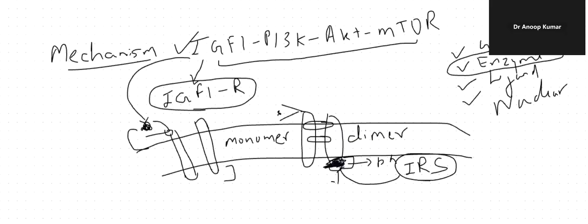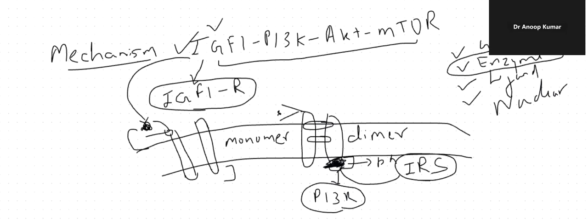Next molecule is, now you can see, when you remember this pathway, the first molecule was IGF-1, which binds. Now the next molecule which is going to activate is PI3K. So when your IRS binds, it's going to activate PI3K. PI3K is phosphoinositol 3 kinase, right?